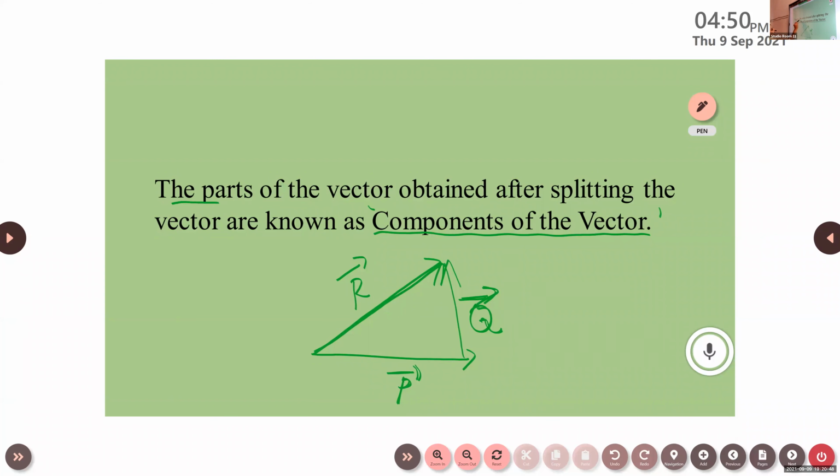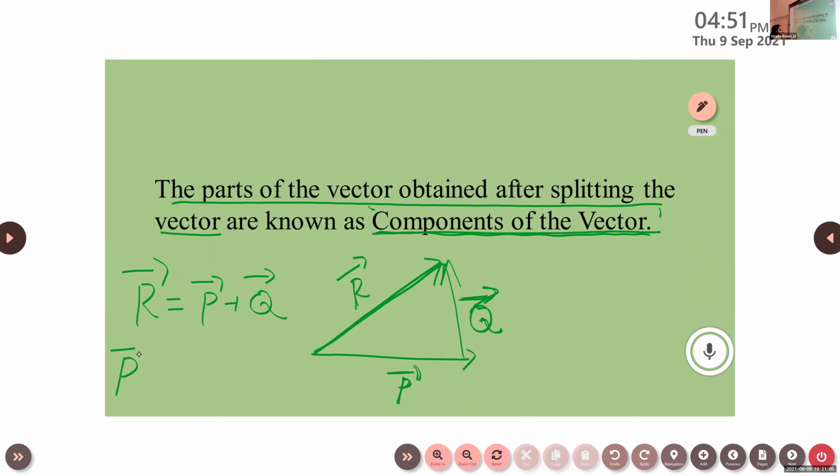Then the parts of the vectors obtained after splitting the vector. So here the vector R is split into two. Vector R is equal to vector P plus vector Q. The parts of these splitting vectors are known as components of the vector. So here we can say that vector P and vector Q are the components of vector R.